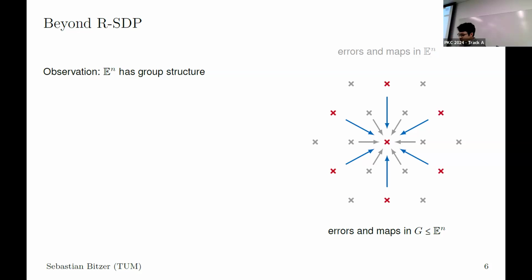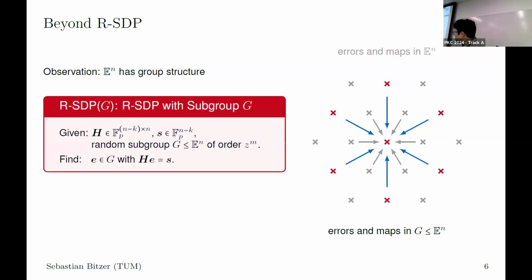Of course, that does not change only the sizes of the objects, but also the underlying problem. And to stress that, we have given the subgroup variant of RSDP its own name. We refer to it as RSDPG. Now, RSDPG is really the same as RSDP with full weight errors, apart from the fact that now one is given the subgroup in which the error lies.